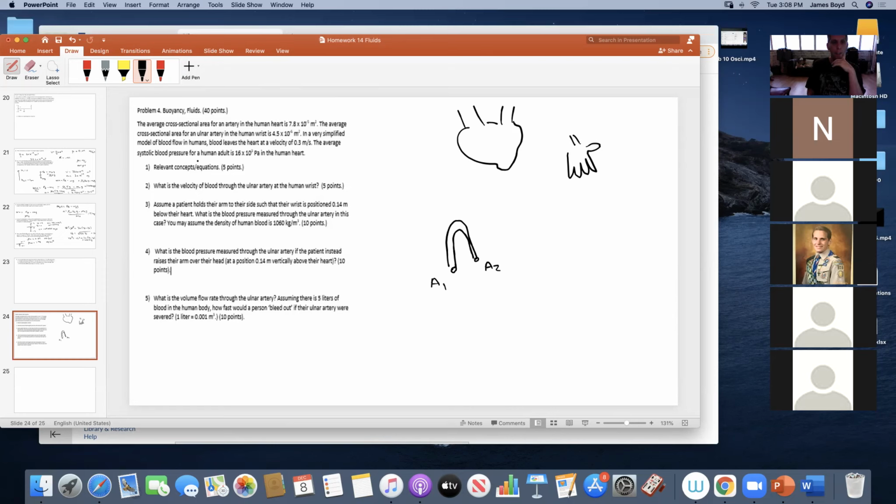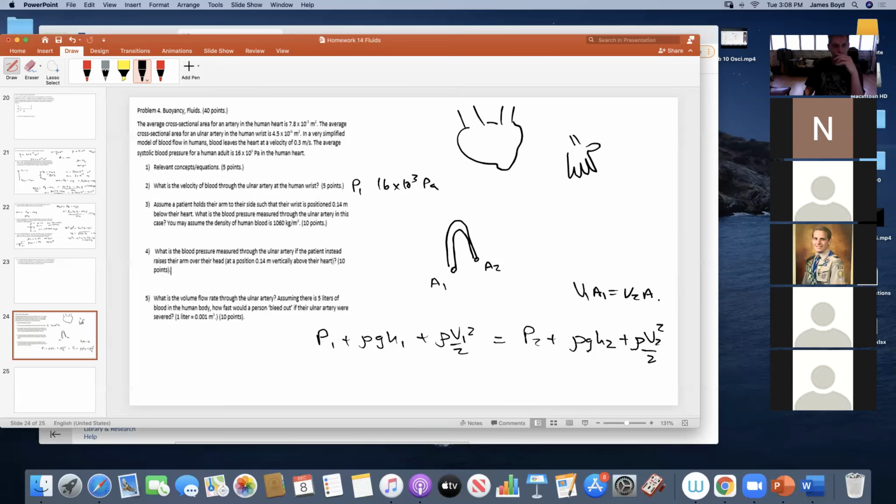And we're told that the blood pressure in the human heart for systole is 16 times 10 to the third pascals. Blood pressure isn't that simple because the heart pumps. It has different blood pressures at different times. We're going to assume it's a static constant blood pressure at the heart. And that the velocity that it leaves at, so let's back up for a minute. This is definitely a Pascal or a Bernoulli's equation problem, which means we write this and we remember that we also have our continuity equation, V1 A1 is equal to V2 A2. And so P1, P2, V1, V2, A1, A2, H1, H2. That's what you're going to do for every part of this problem, basically.